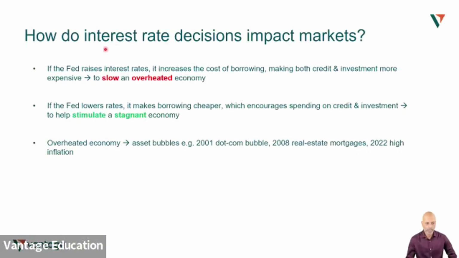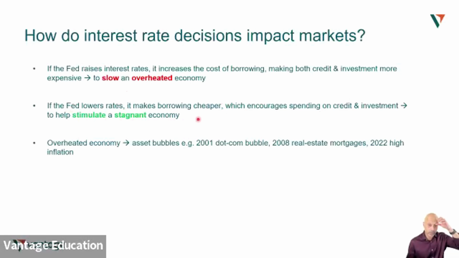Now, at its most basic form, if the Fed raises interest rates, it increases the cost of borrowing for everyone, for institutions, businesses, households, and individuals, making both credit and investment more expensive. And typically, this is done to slow an overheated economy or to bring inflation under control. Now, if the Fed is lowering rates, it makes borrowing cheaper naturally, which encourages spending on credit and investment. And this is typically done to help stimulate a stagnant or slowing economy.